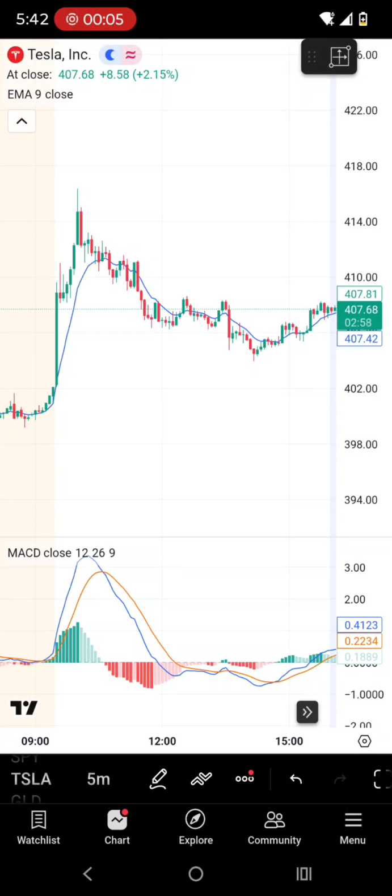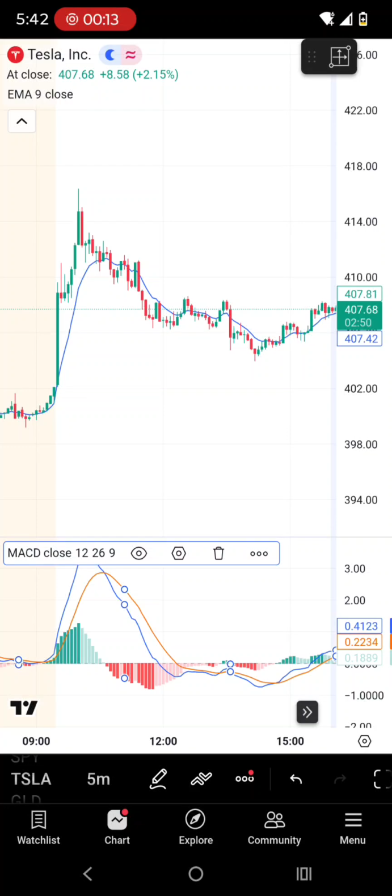So I want to talk about the MACD. It's one of the most basic indicators that most people learn how to use first. So I want to just go over it with you guys. So start off with the MACD.